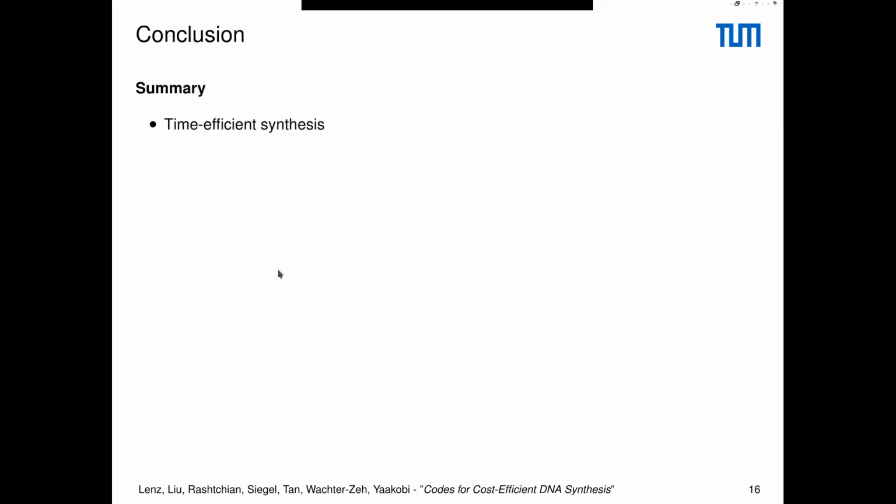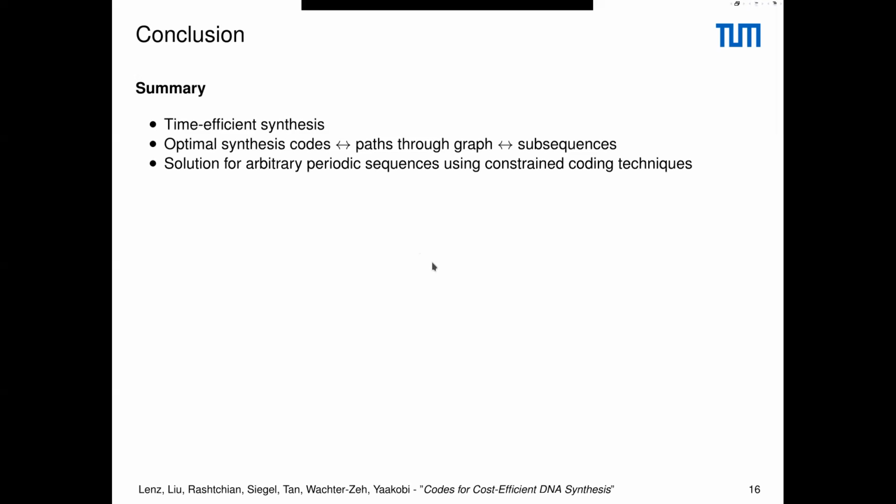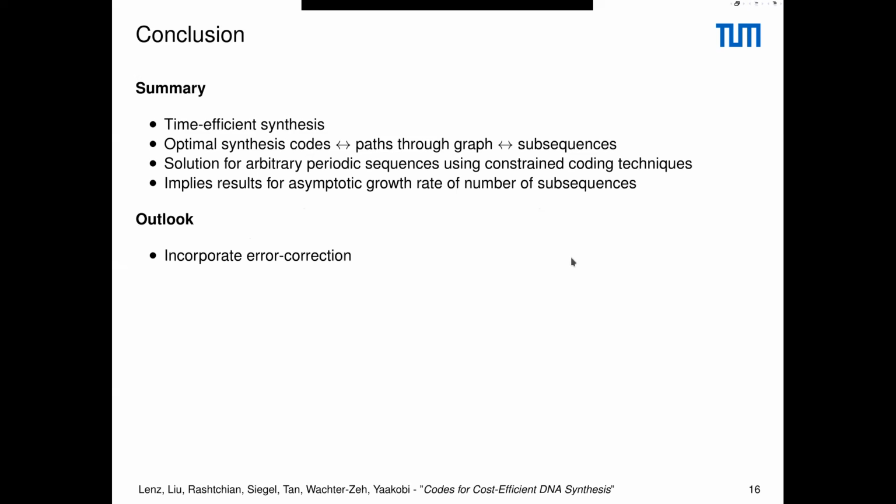To conclude this talk, we have talked about time-efficient synthesis. We have shown a correspondence between optimal synthesis codes, paths through a graph, and subsequences. And we have shown a solution for arbitrary periodic sequences using cost-constrained coding techniques. Again, this also implies results for the asymptotic growth rate of the number of subsequences, which is interesting in many combinatorial questions.